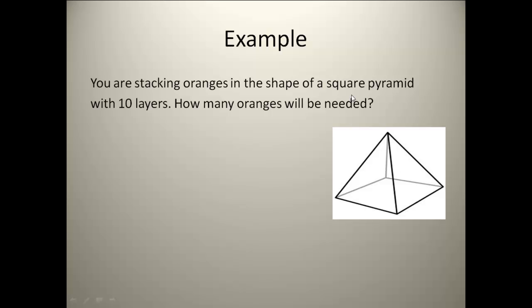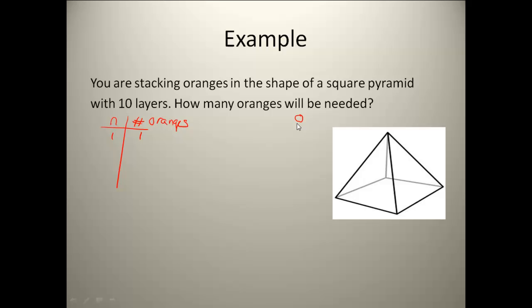Well, now when they talk about a square pyramid, that just means our base is square, and then tapers up to a point, making the pyramid portion of it. Now, you might want to think of this in terms of layers from the top. So if I were to do my first layer at the top, you would only have one orange if you only had one layer.